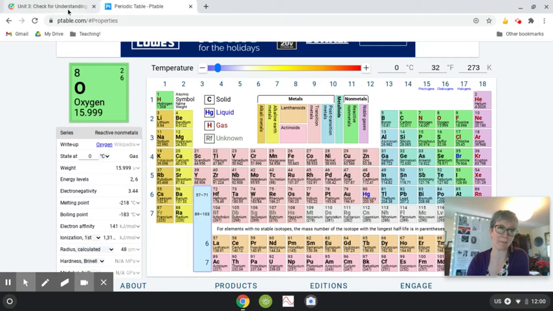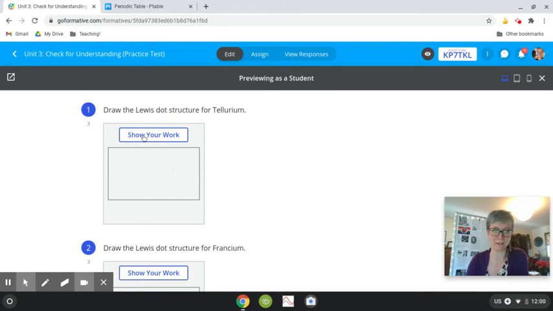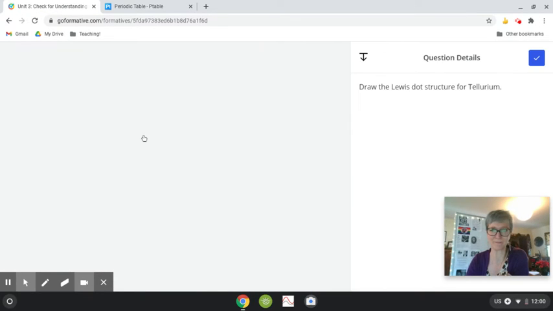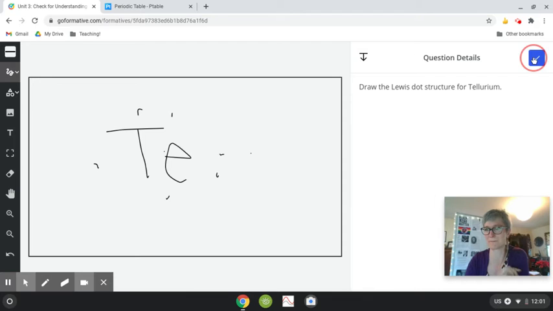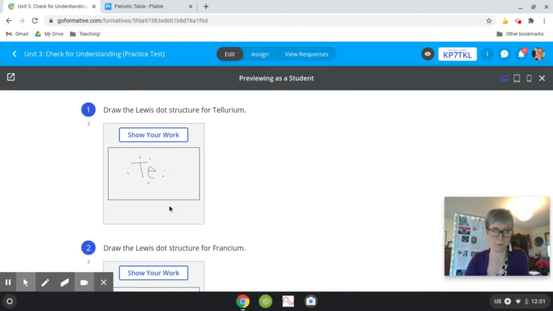So I'm going to click back to here. You click show your work, draw the symbol for tellurium, and then literally just draw 6 dots. Ideally, you've got 4 sections around the symbol. Those are not the most beautiful dots, but as long as I see 6 dots, that would be considered correct. When you are done, you hit the check mark, and you are done on number 1.